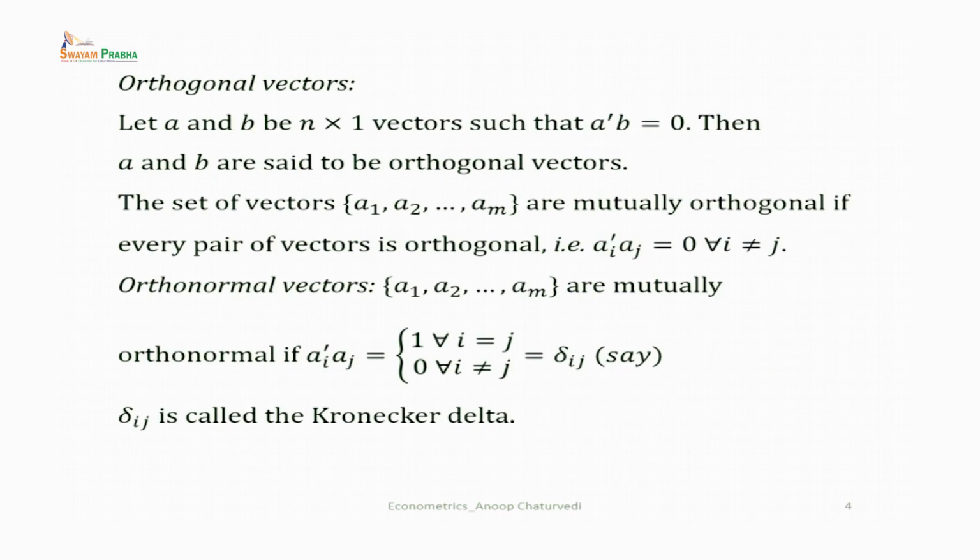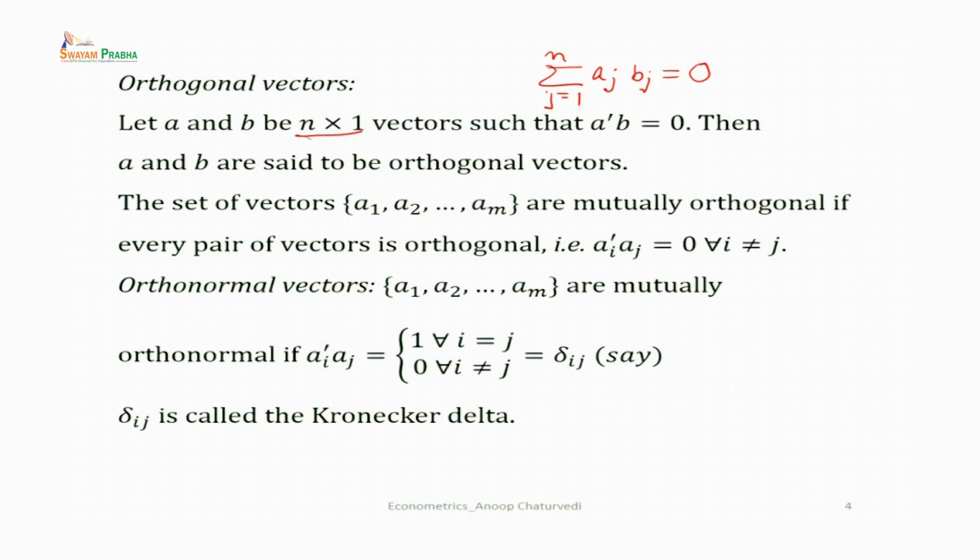Orthogonal vectors. Now, suppose you have two vectors a and b, both of the same order, say both of order n cross 1, and a transpose b is equal to 0. A transpose b means summation j equal to 1 to n aj bj, and this summation is equal to 0. Then we say that the vectors a and b are orthogonal vectors. a and b are orthogonal to each other.